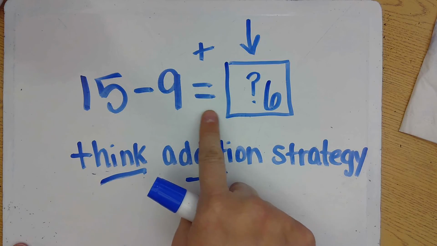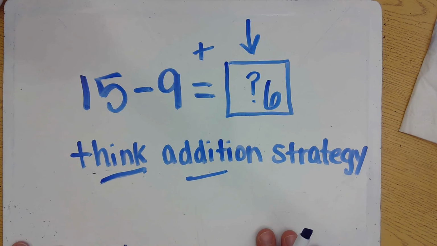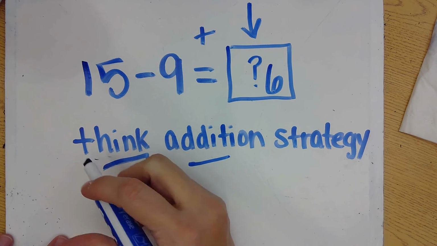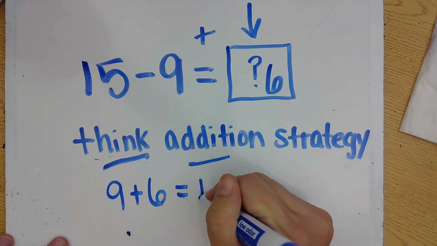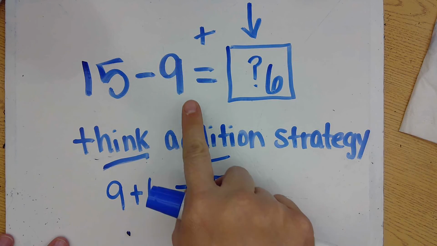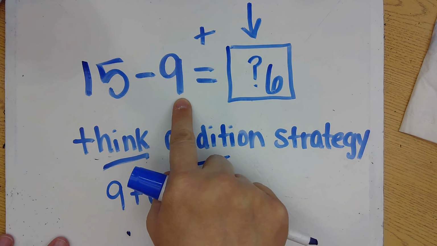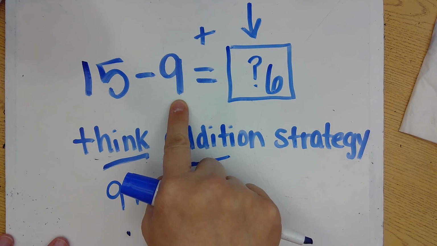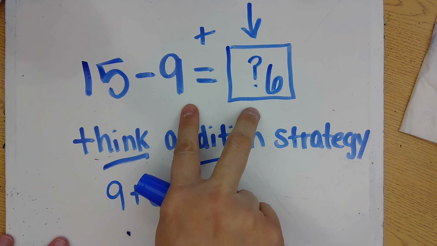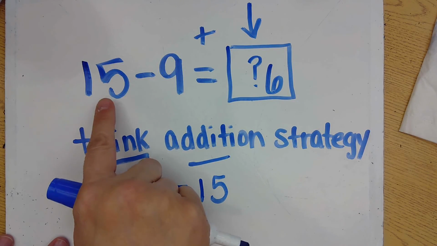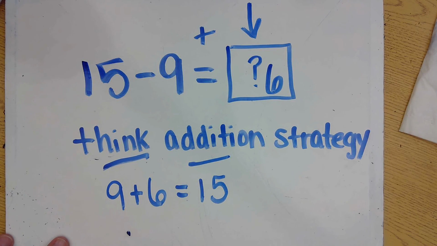15 minus 9 equals 6. Absolutely. The other thing I can do is think about adding. 9 plus 6 equals 15. If I think about the last number, 9, the part that's being subtracted, plus the answer, if I add those two together, it should give me my very first number that I started with. Let's look at one more.